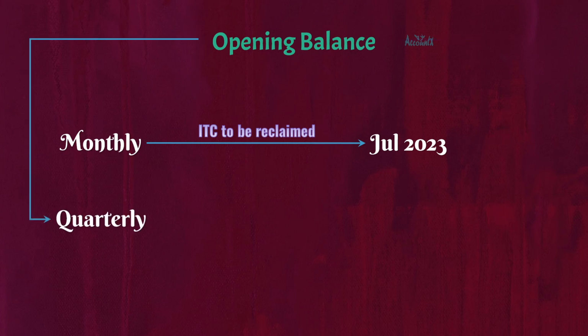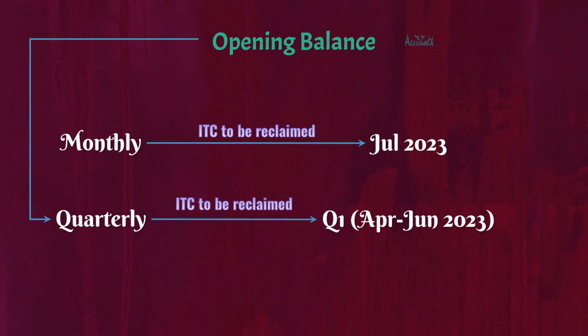And if you are a quarterly filer, then ITC pending to be reclaimed as at the end of the first quarter, that is April to June 2023, is going to be your opening balance. And this opening balance has to be reported manually. So if you are a monthly filer, then it is better to do this before you file your GSTR 3B for August. And if you are a quarterly filer, then it is better to do this before you file your GSTR 3B for Q2. We'll shortly see how to file this opening balance declaration on the GST portal.